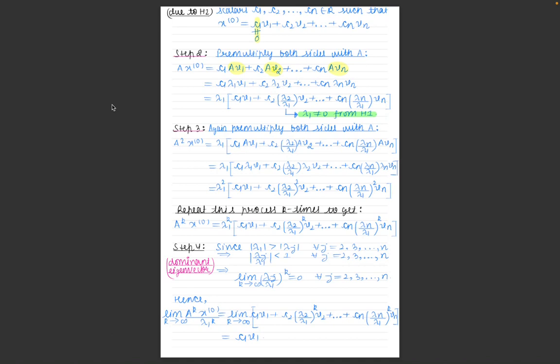Now step 2, if you multiply this by A, it will be C1 A V1. Okay, let me just write. Pre-multiply both sides with A. Then you will get something like this: C2 A V2 and so on and so forth.